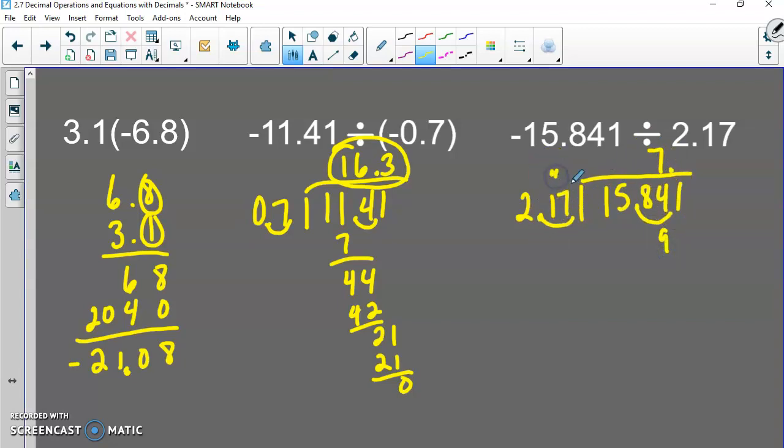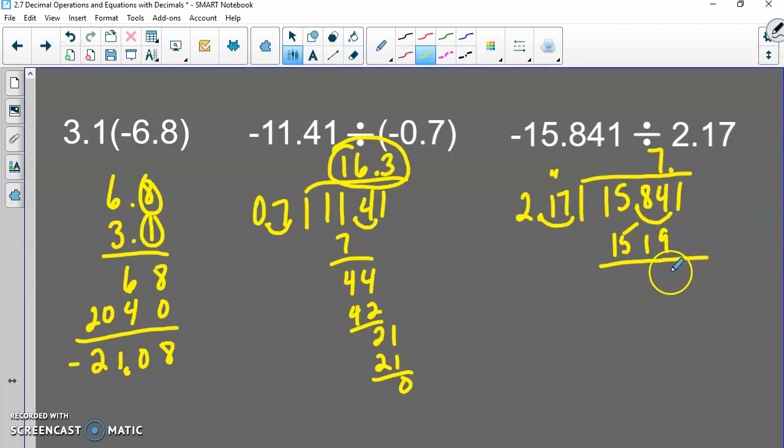Carry the 4. 7 times 1 is 7, plus 4 is 11. Carry the 1. 7 times 2 is 14, plus 1 is 15. And that works quite nicely, okay? Better would be that it was exactly that, but it's not.